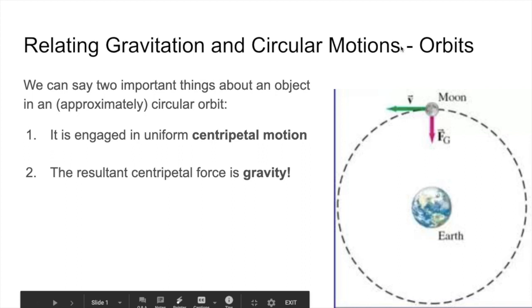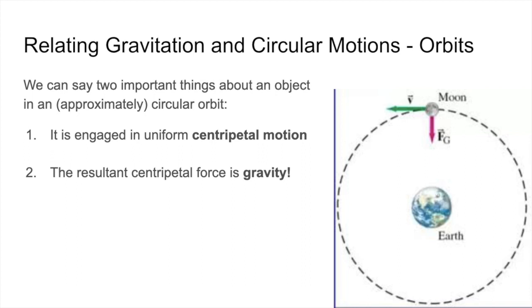So we're going to relate the two halves of topic number 6 to each other, gravitation and uniform circular motion. This is the reason why these two things are both part of topic 6. They come together when you look at objects orbiting each other in space. So the thing about an object in orbit, there's two things you can say about it.